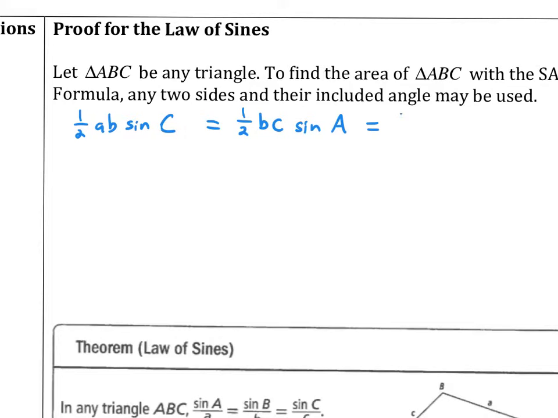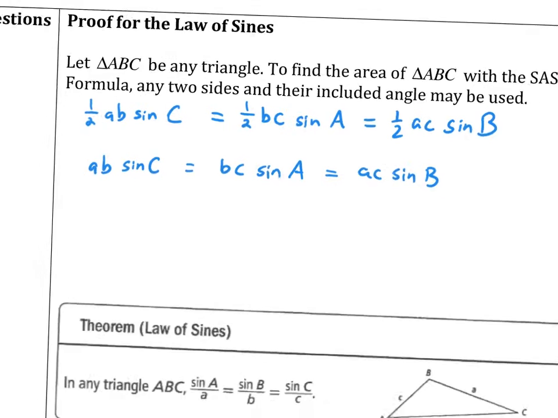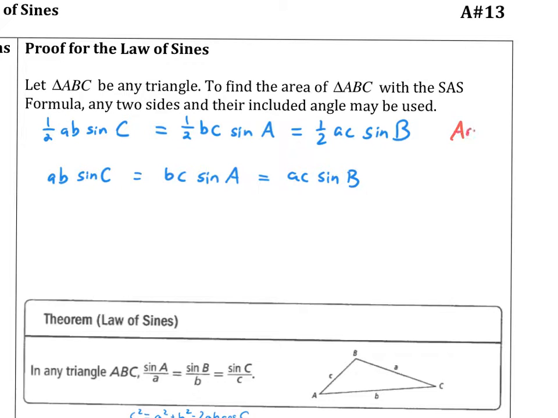All right, and so let's repeat that process. 1/2, this time I'm using AC, sine of B. Again, notice the pattern here. AB is here, capital C is over there because that's the included angle. BC here, capital A is over there, AC, capital B there. So let's start cleaning things up. If you multiply everything by 2, you get this. Multiply by 2 here, and AC times the sine of B. And then here we times 2 all across the board.